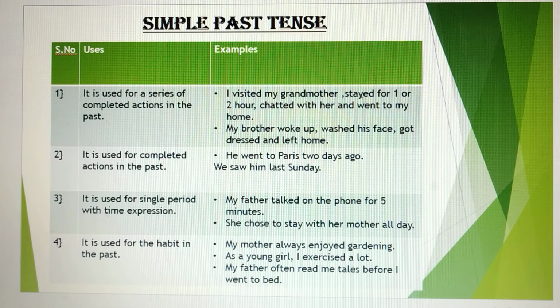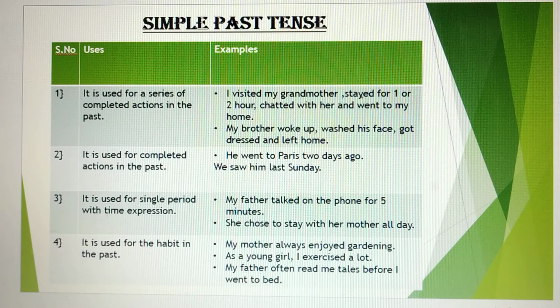Now see, students, simple past tense generally is used for a series of completed actions in the past. Completed actions? Now let's have a look. I visited my grandmother, stayed for 1 or 2 hours, chatted with her and went to my home. Second example, my brother woke up, washed his face, got dressed and left home. It is used for completed actions in the past.